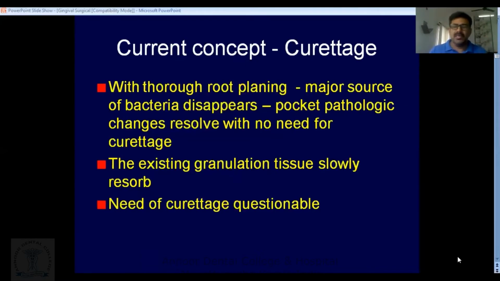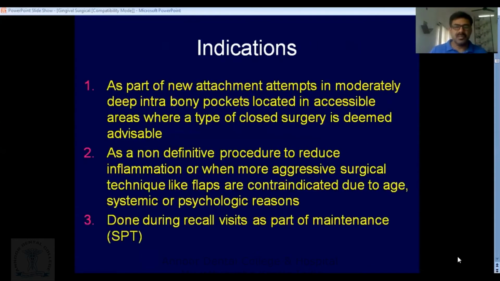You should know about curettage and the different ways in which you can do curettage. Now, what are the indications? In which cases will we do curettage? One is, in some cases, some areas will be inaccessible, so you may not be able to do a proper surgery in such areas. In such areas, you do curettage. And there are certain patients, like medically compromised patients or old patients, who may not want an extensive flap surgery. So you limit the procedure so that the inflammation is reduced and you can try to control the disease. And then during recall visits, if you find that the gingiva is inflamed, you can do a scaling, and along with that, you can do a curettage. These were the indications for which curettage was done.